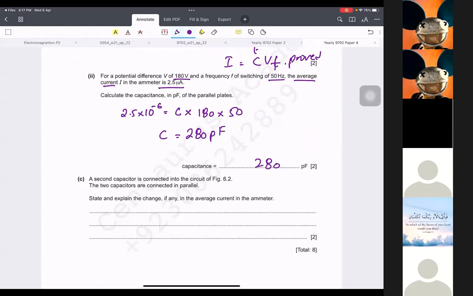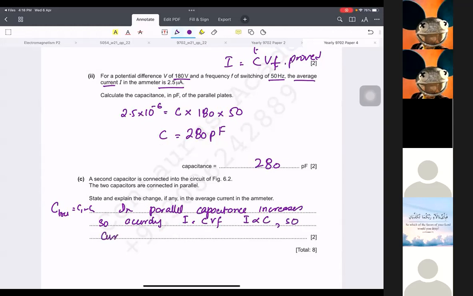Then a second capacitor is connected to the circuit. Two capacitors are connected in parallel. State and explain the change, if any, in the average current in the capacitor. Now, remember that in parallel, the total capacitance is always C1 plus C2, right? So in parallel, capacitance increases. So according to I equals CVF, I is directly proportional to C, so current increases. Is it clear?